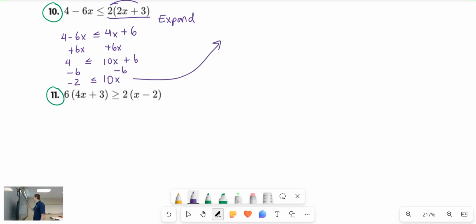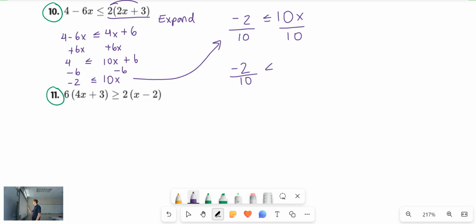And finally, we will carry this up and over. Negative 2 less than or equal to 10x. We will divide both sides by 10, which leaves negative 2/10 is less than or equal to x.